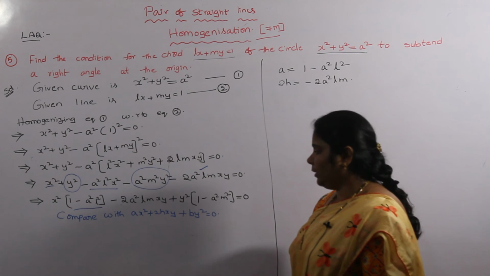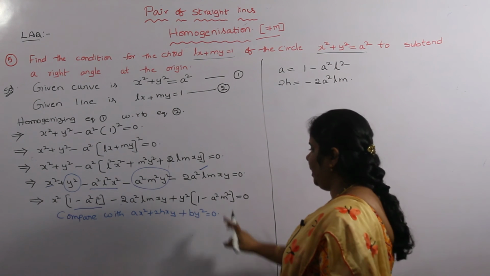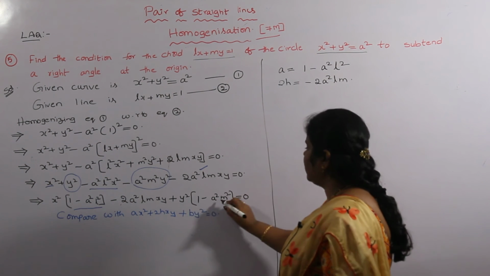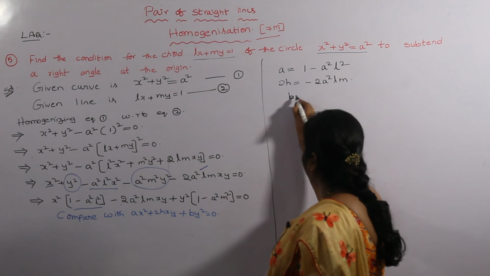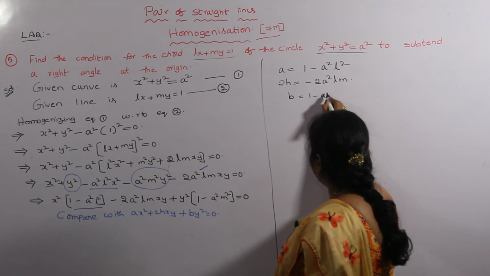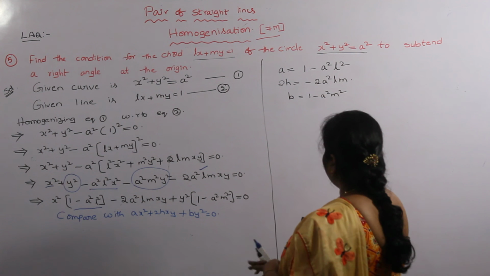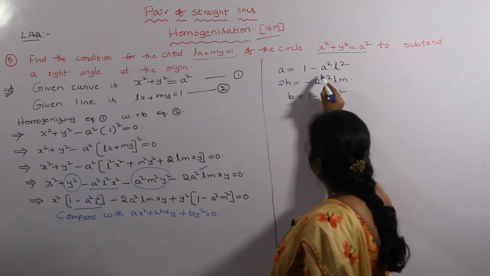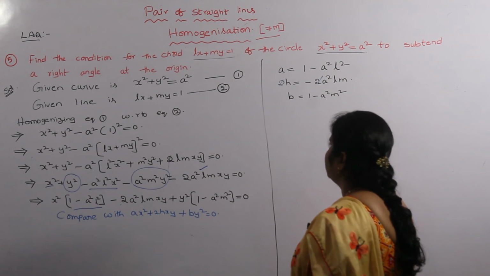Next, come to the y square coefficient. Here the y square coefficient is b, which is 1 minus a square m square. So I take b is equal to 1 minus a square m square. From this, 2 is cancelled, and h we get as minus a square Lm.